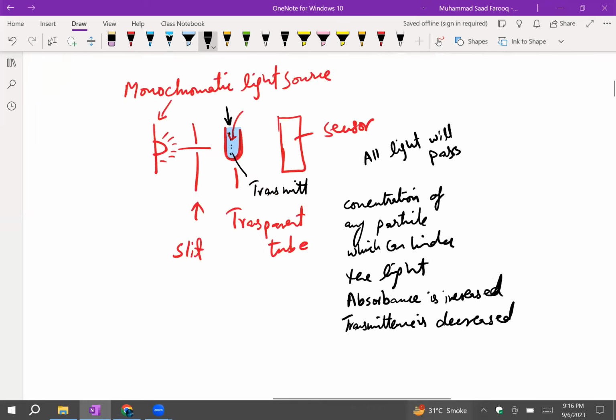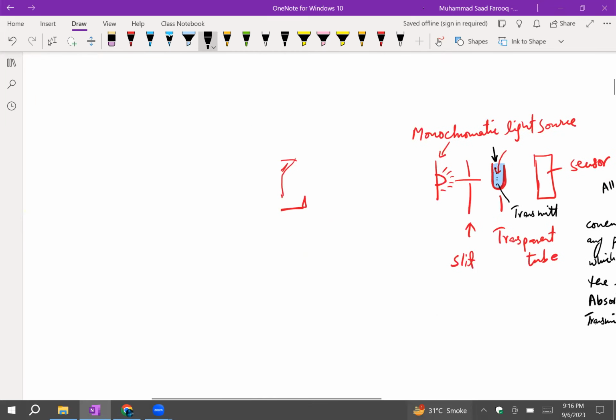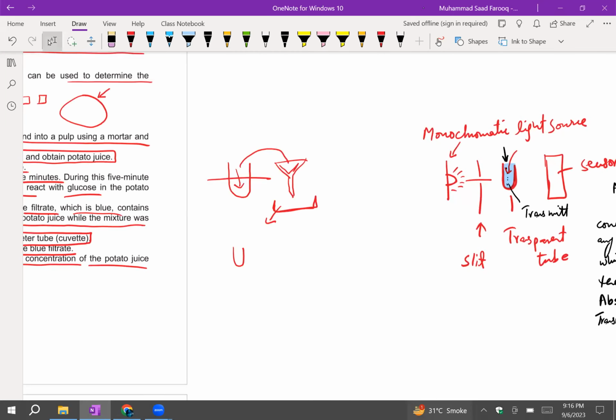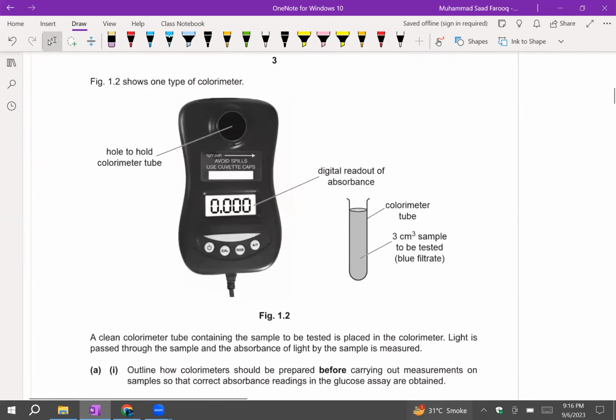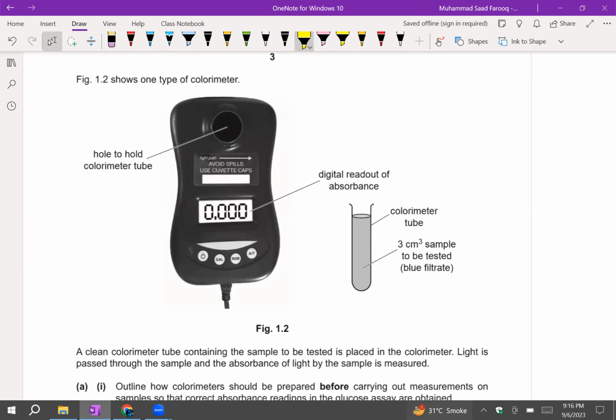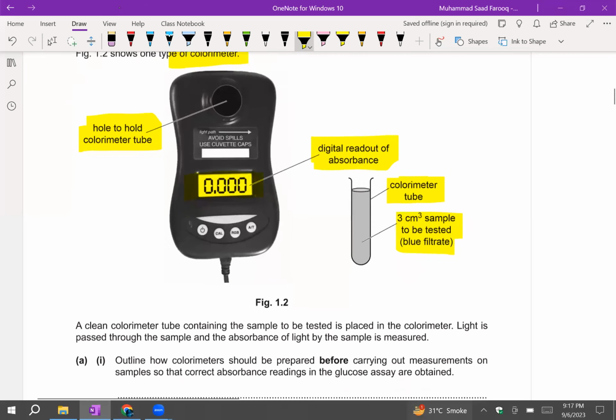Right? So this is the principle of the colorimeter that they are going to use in this experiment. Onwards, let's see what they're saying. This figure shows one type of colorimeter in which we have a colorimeter tube, and then we have 3 ml of sample with a blue filter, and we have a digital readout of absorbance. Here we are going to read it out, and this is the hole to hold the colorimeter tube. Right. Now what they're saying.